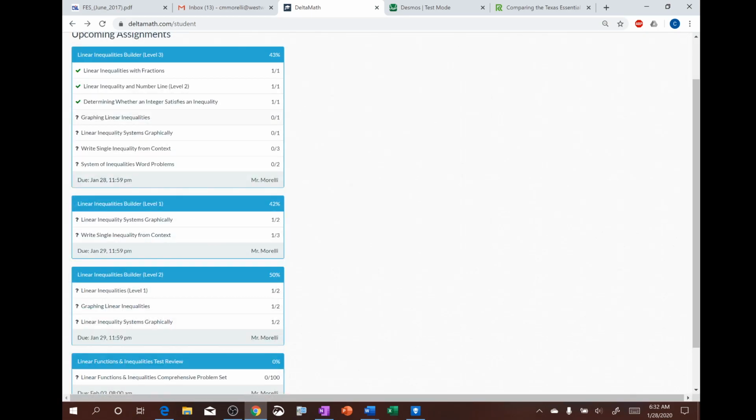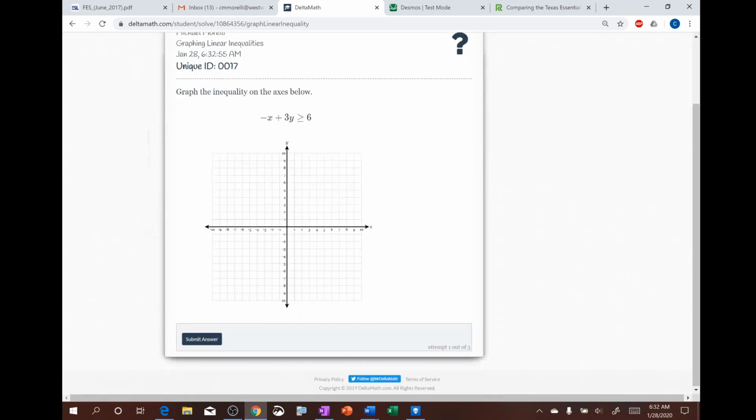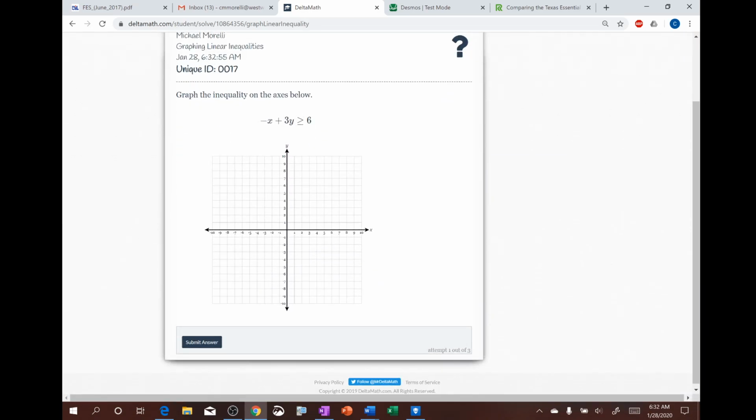Okay. And now we'll do graphing linear inequalities. Okay, once again, we have to solve, then graph.